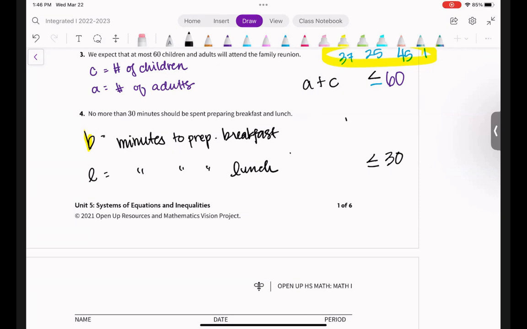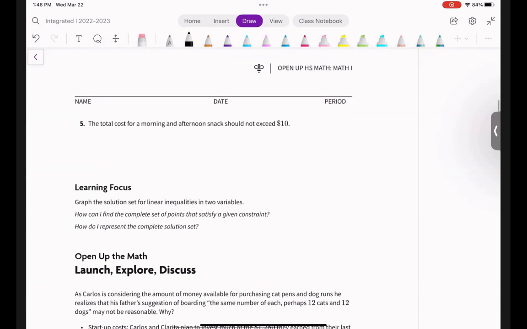So I could spend 10 minutes prepping both of those together, and then I'd be following this condition. So this is B plus L is less than or equal to 30. Everybody okay with this? Okay, good. Let's move on.